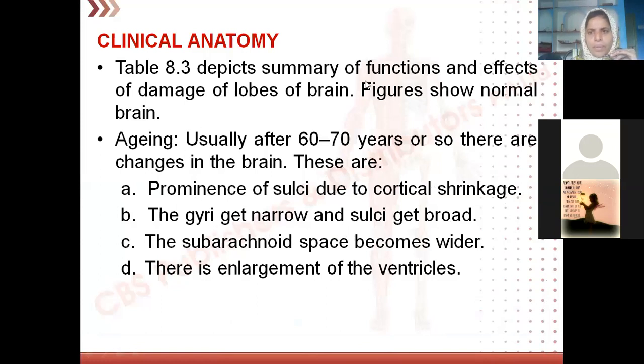So now, the summary of functions we have seen in the table. Usually after 60 to 70 years or so, there are changes in the brain. The size of the brain will shrink. Prominence of sulci is due to cortical shrinkage. The gyri get narrow and the sulci get broad. Subarachnoid space becomes wider. Subarachnoid space is the space you see below the arachnoid mater. The size of the ventricles keeps growing, and the size of the brain mass starts reducing a little.